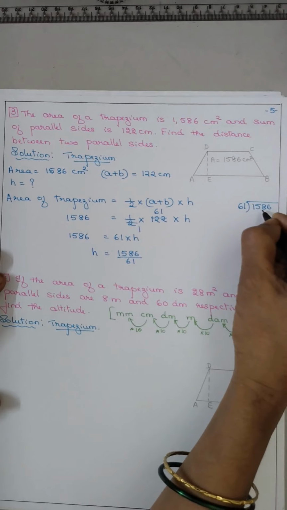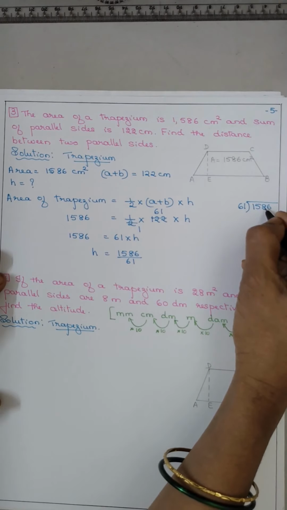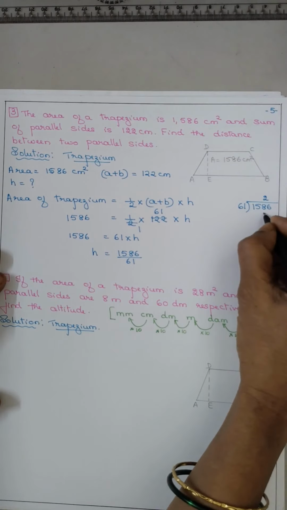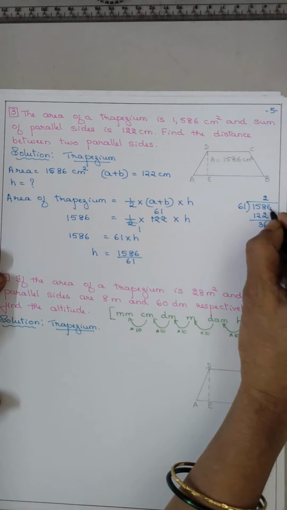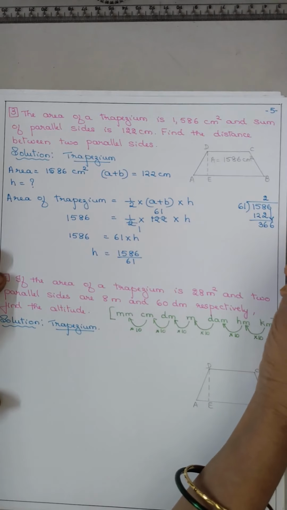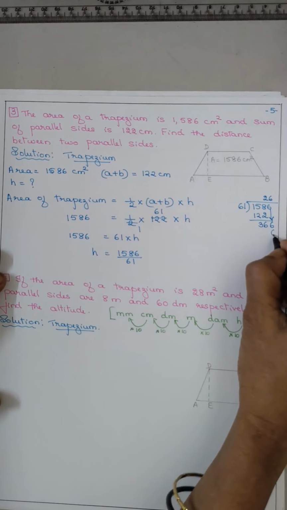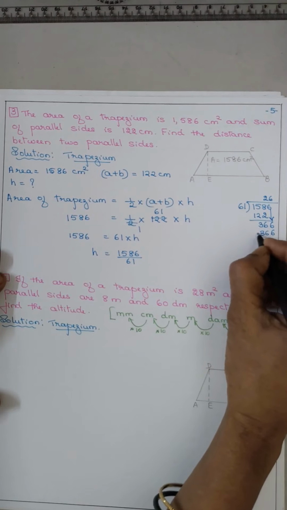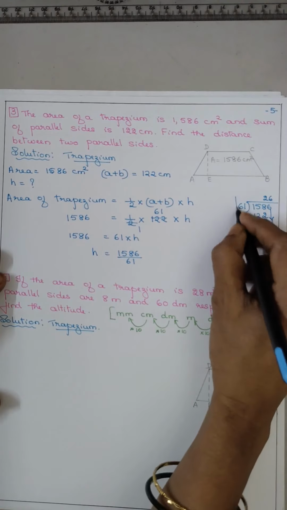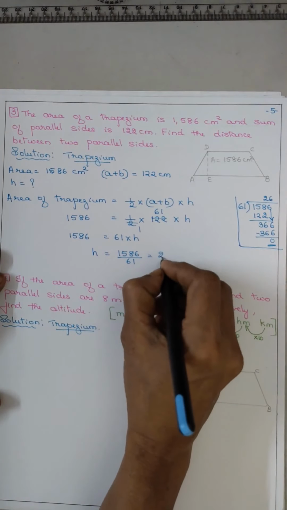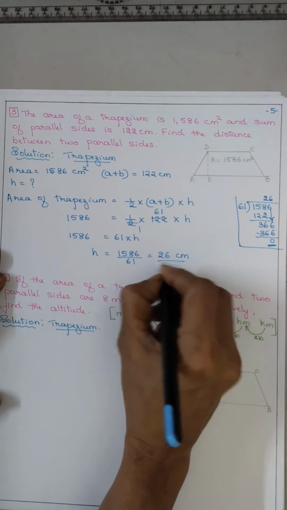1586, 3 digits you have to take. So it will be 6 2s are 12. So 2 1s are 2. 2 6s are 12. 8 minus 2 is 6. 5 minus 2 is 3. Bring this 6 down. 366. 6 6s are 36. So 6 6 1s are 6. 6 6s are 36. Yes. So that means the answer is 26 centimeter.